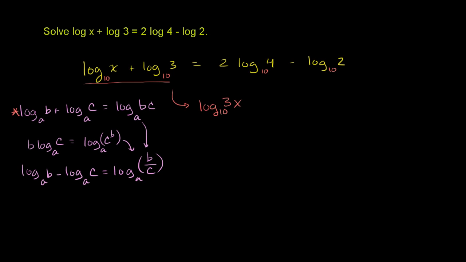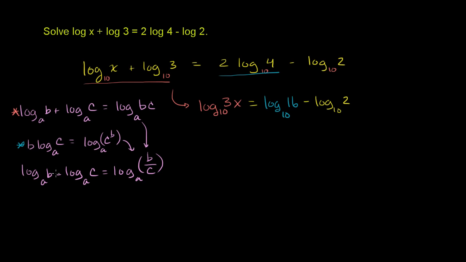Then based on this property right over here, this thing can be rewritten. This is going to be equal to, this thing can be written as log base 10 of 4 to the second power, which is really just 16. So this is just going to be 16. And then we still have minus logarithm base 10 of 2.